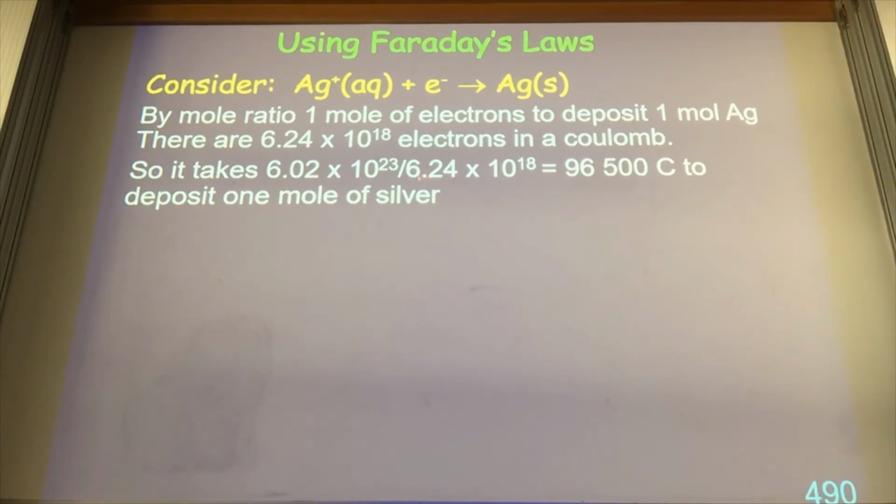Coulomb's constant, 6.24 times 10 to the 18, is the number of electrons in a coulomb. If you divide one by the other, you see that it takes 96,500 coulombs to give you 1 mole of electrons. And that's the essential formula for Faraday's law. That's the one that we'll be using quite extensively to convert between electricity and chemicals, between physics and chemistry.